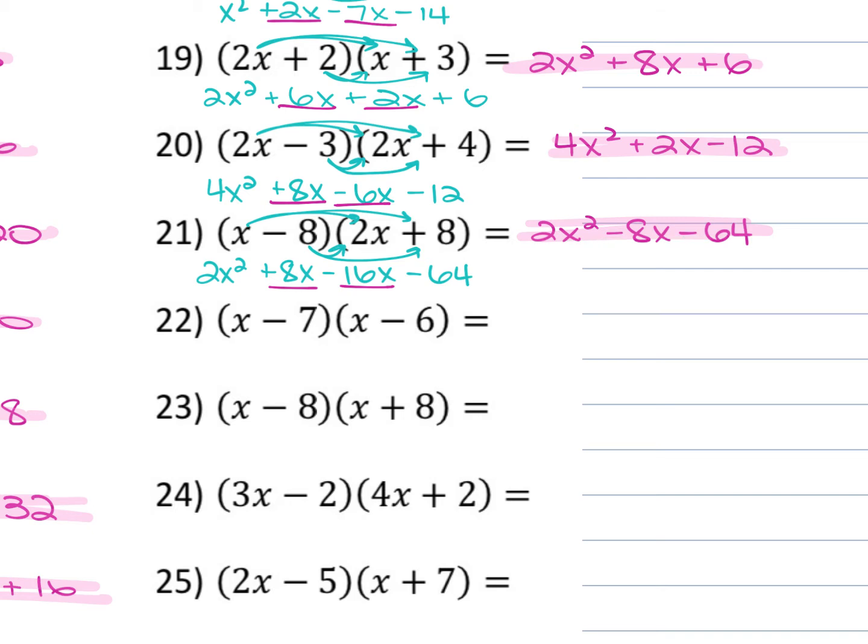22, we have x minus 7 times x minus 6. So x times x is x squared. X times negative 6 is negative 6x. Negative 7 times x is negative 7x. And negative 7 times negative 6 is a positive 42. We combine the negative 6x and the negative 7x. This gives us x squared minus 13x plus 42.